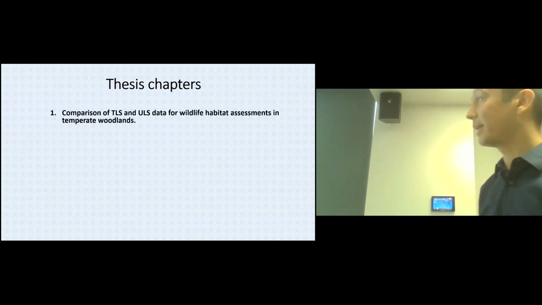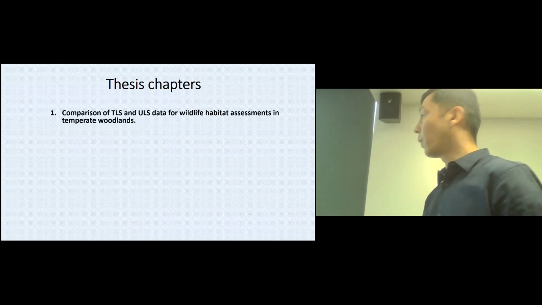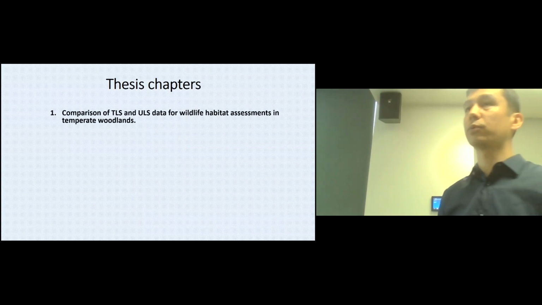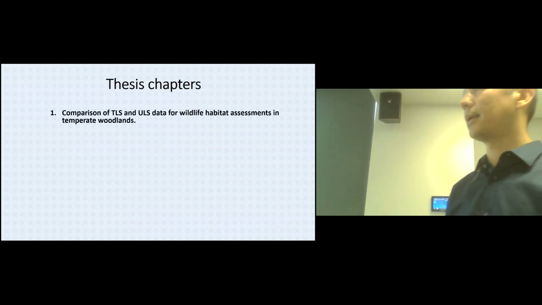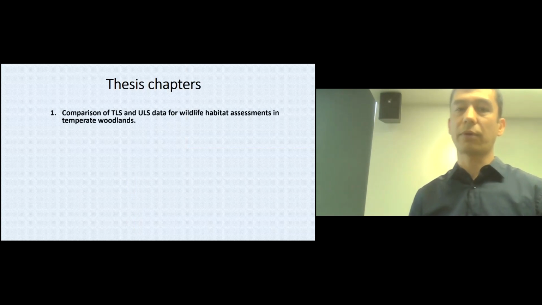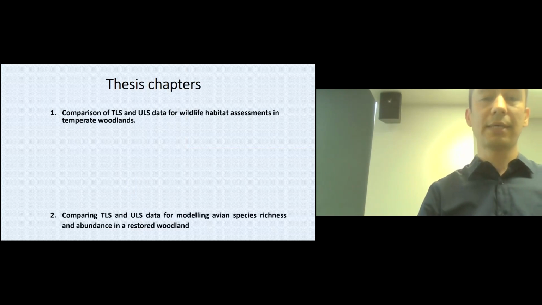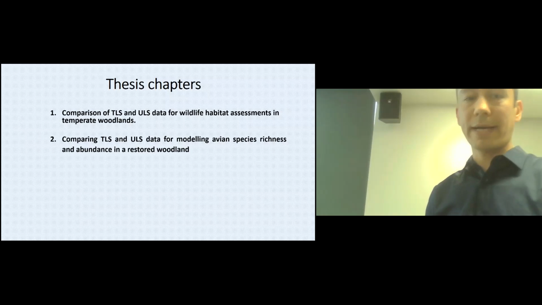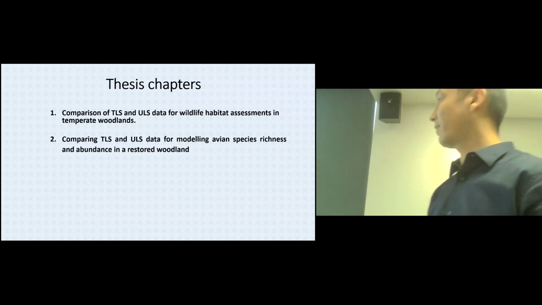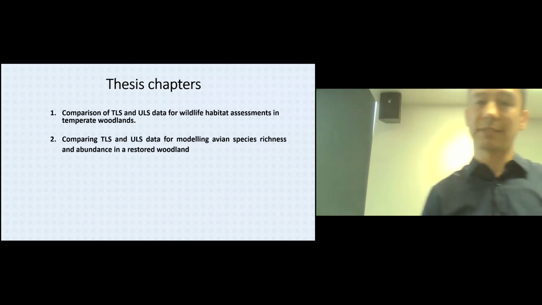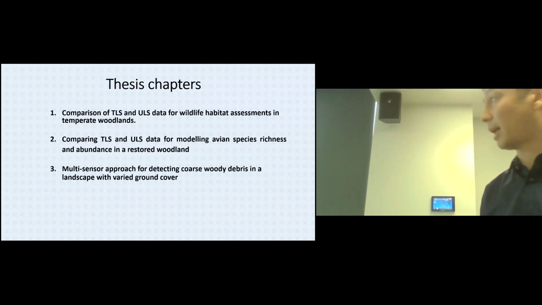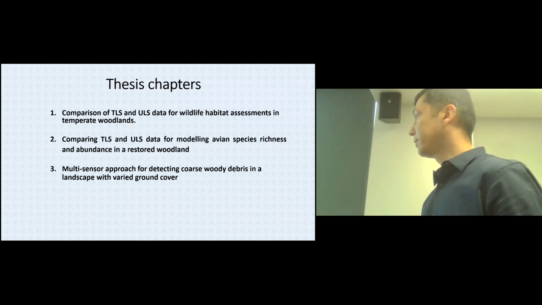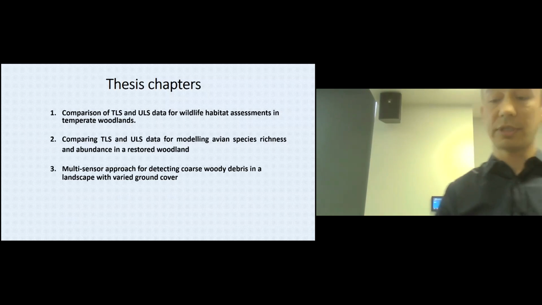I have 4 thesis chapters. The first one is a comparison of TLS and ULS data for wildlife habitat assessments in temperate woodlands. I presented this work at the IGARSS conference, and it was accepted for the proceedings of the conference. The second one is comparing TLS and ULS data for modeling avian species richness and abundance in a restored woodland. Then the third chapter is a multi-sensor approach for detecting coarse woody debris in a landscape with varied vegetation cover.